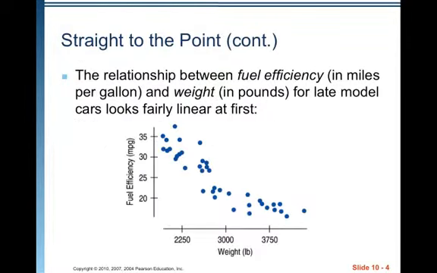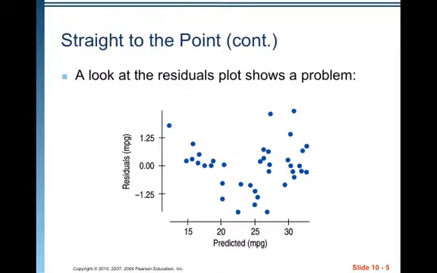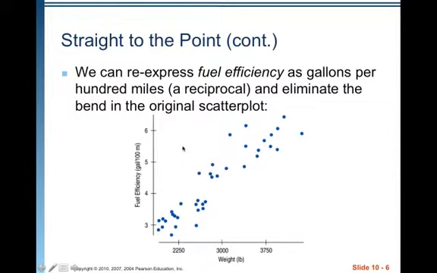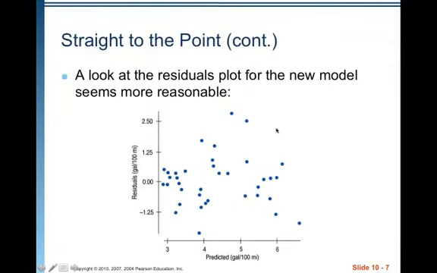Everybody does it. The relationship between fuel efficiency in miles per gallon and weight in pounds for late model cars looks fairly linear at first. But a residual plot shows the problem. You can clearly see that there is a bend in these data. We can re-express fuel efficiency as gallons per mile, a reciprocal, and eliminate the bend in the original scatter plot. A look at the residual plot for the new model seems more reasonable. It looks more like a randomized cloud.